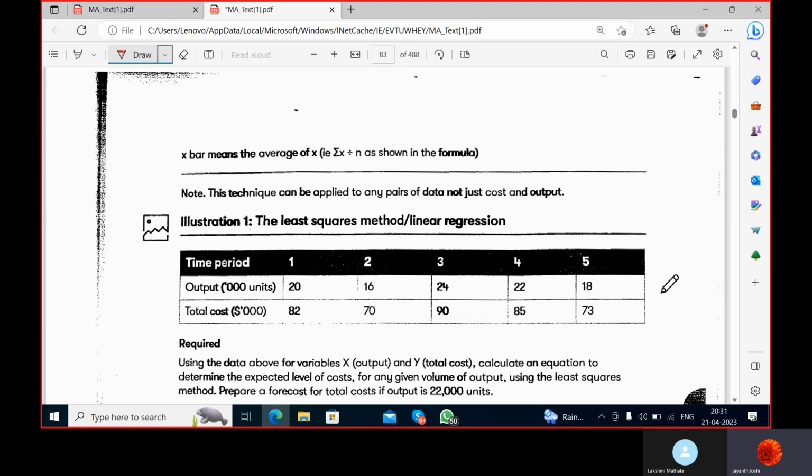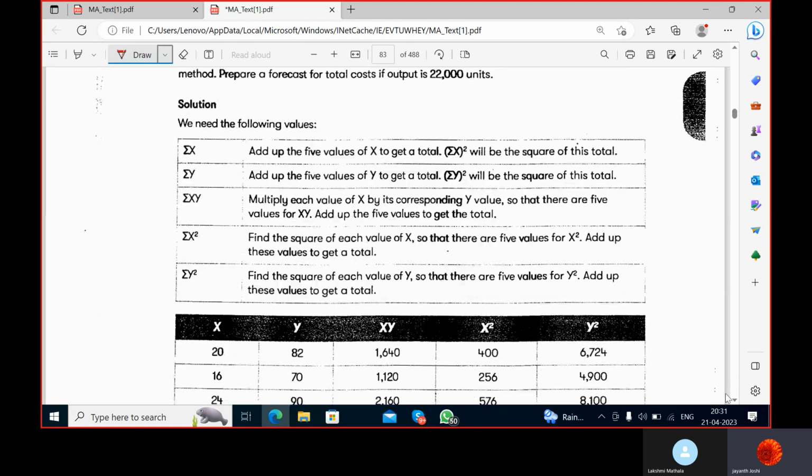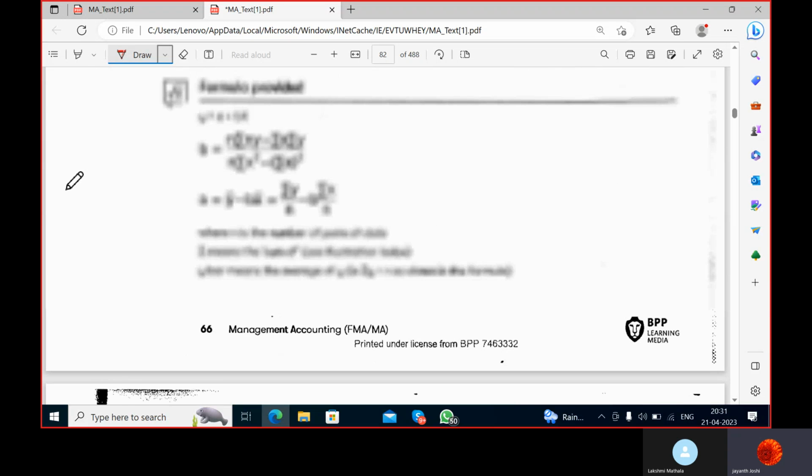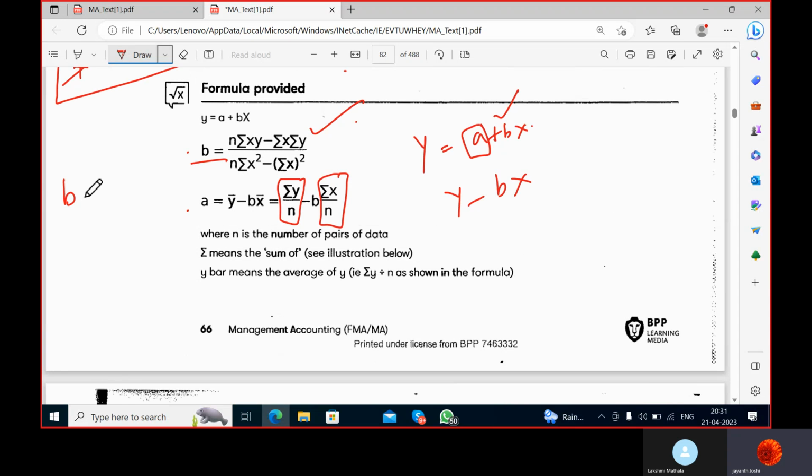So again, you have X and Y. These are the outputs. These are the total cost. You have taken this as X and this as Y. So what do you need to find? See, the first thing is you have a task here. You have to find out the B value.